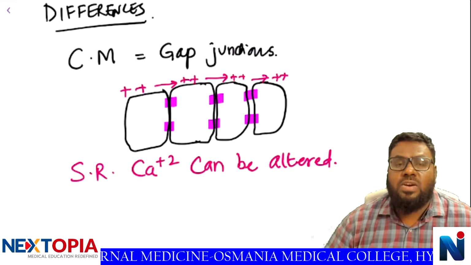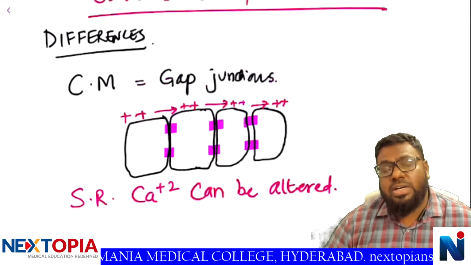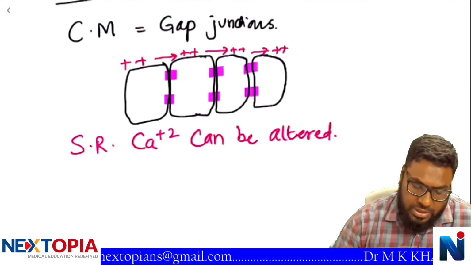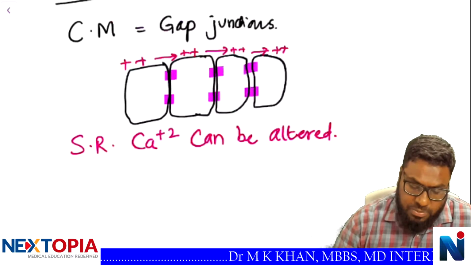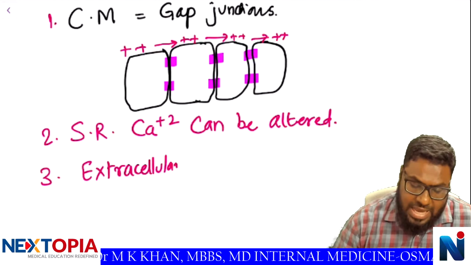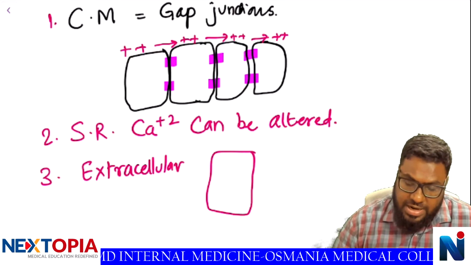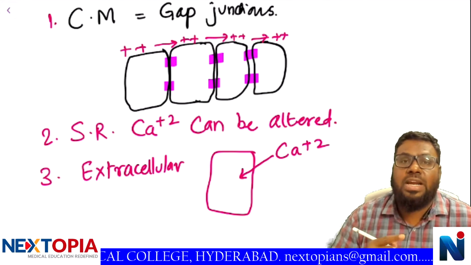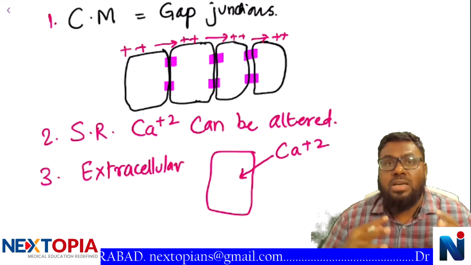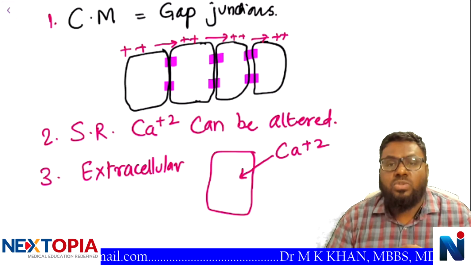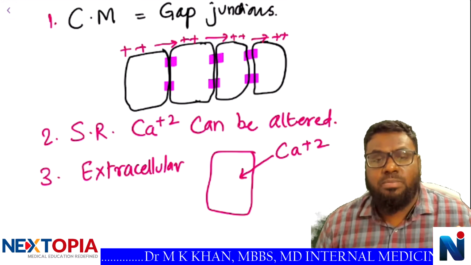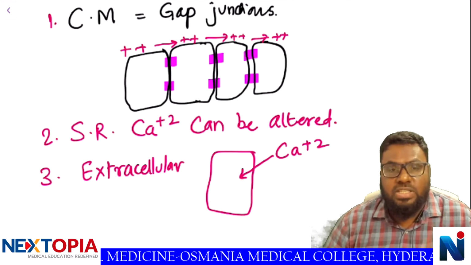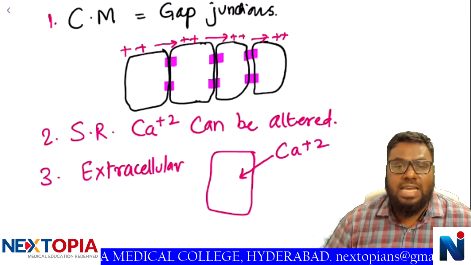Please remember that extracellular calcium is very important to cause cardiac muscle contraction. So this is the first point, this is the second point. Third point is extracellular calcium, which means calcium from outside. If this is the cardiac muscle cell, calcium from outside can enter the cardiac muscle and stimulate the release of calcium from the sarcoplasmic reticulum, resulting in contraction of the cardiac muscle. So extracellular calcium can induce calcium release from the sarcoplasmic reticulum in cardiac muscle, but this is not a property present in the skeletal muscle.